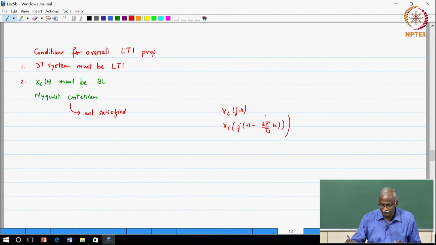So, therefore, if any of these components are present, then I will lose linearity, and that is why the Nyquist criterion is very important for us to satisfy. Given these, you can guarantee that the Nyquist property will be satisfied, and this is a good way for us to move forward.